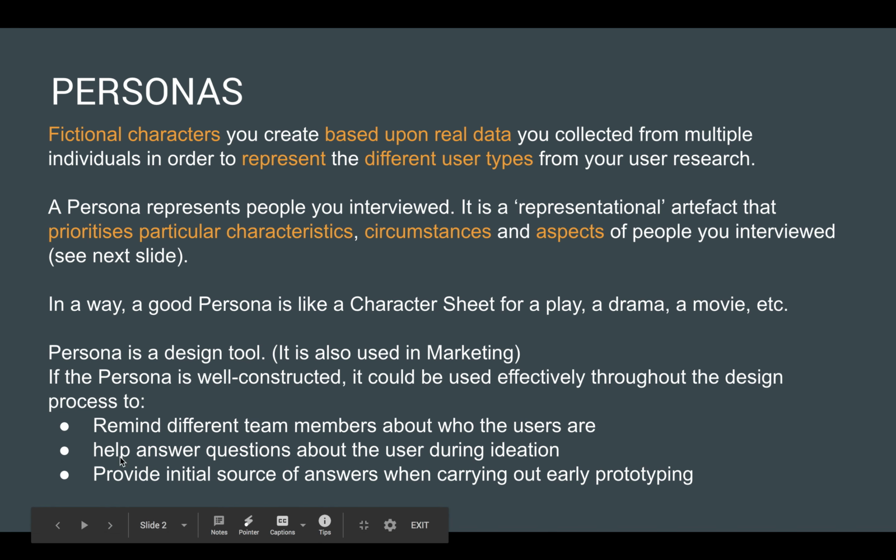And you can use the persona to answer some questions for yourself when you do ideation later on. When you think about a design idea, you go back to your persona and say, would Sarah like this kind of design? Would Sarah like a touch screen? Would Sarah want to use this to enter her private information? So the more detailed and the more relevant your personas are, the better and the more useful they are for you down the track to answer questions when you think about ideas and features. Personas are also used to provide an initial source of answers when you carry out early prototyping.